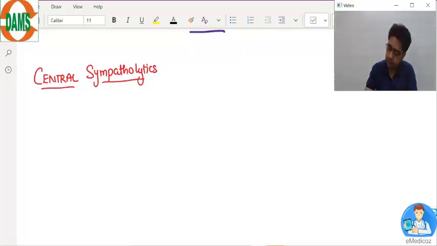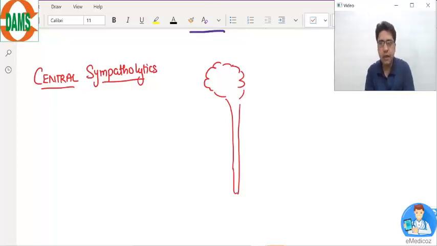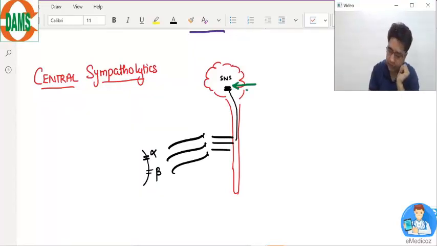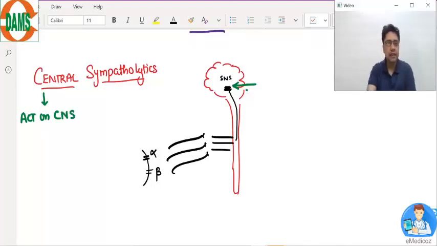Suppose, this is the brain. I told you that sympathetic discharge starts from the brain. And then sympathetic nerves come into the spinal cord. And from the spinal cord, these peripheral preganglionic nerves arise from the thoracic and lumbar spinal region. And they act on organs. And on organs, we have alpha and beta receptors. Now remember, first point, why these drugs are known as central sympatholytic, because they act on CNS.